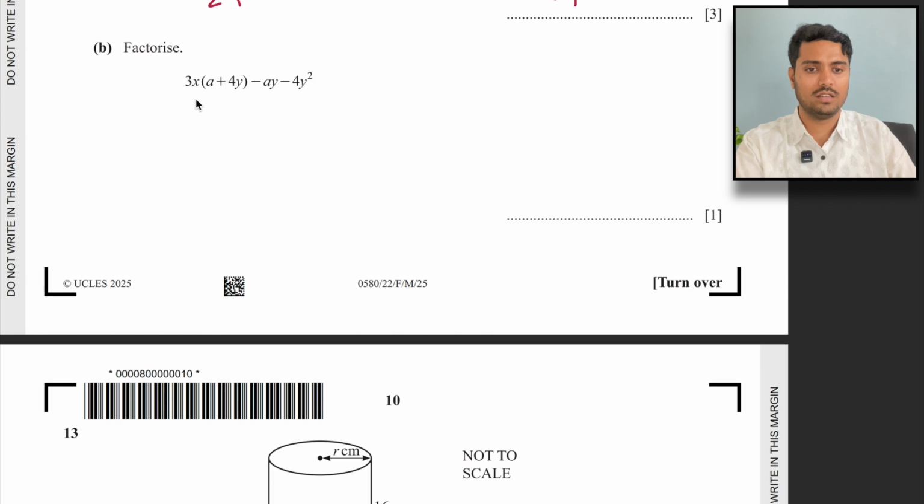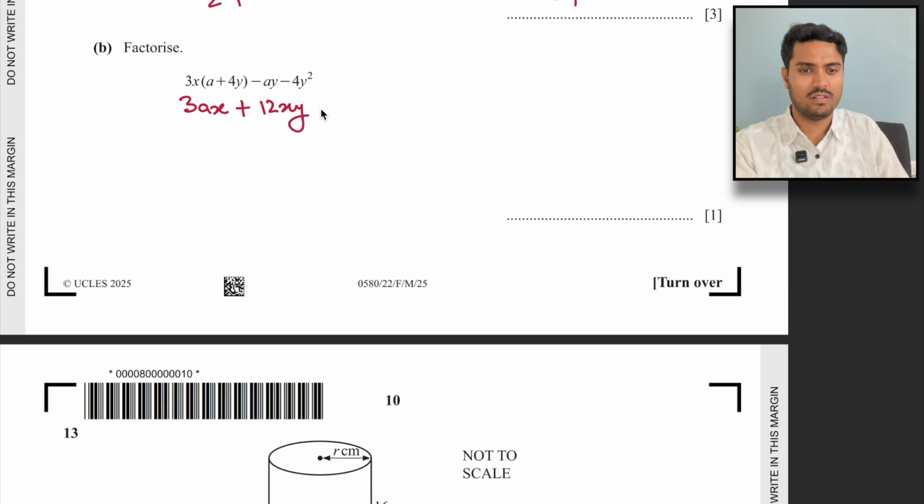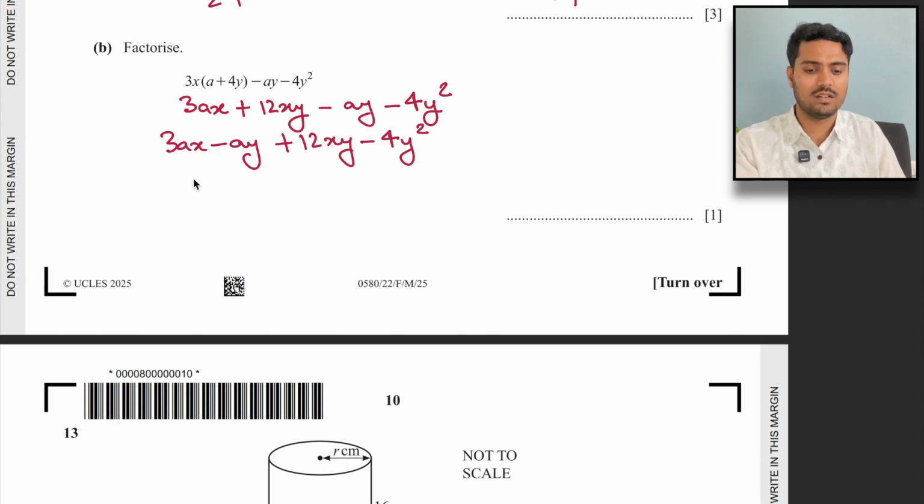Factorize 3x times (a plus 4y) equals a minus y minus 4y square. So let's open the bracket first. So we can write 3ax plus 3 4s are 12xy minus ay minus 4y square. Let's keep the like terms together. So we can write 3ax minus ay plus 12xy minus 4y square. So from the first two terms, we can take a common.